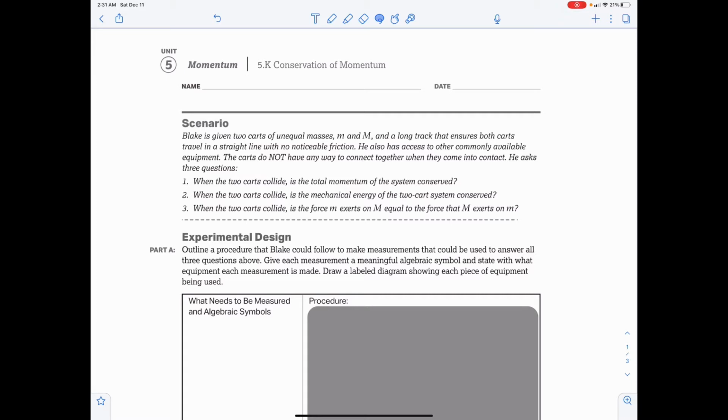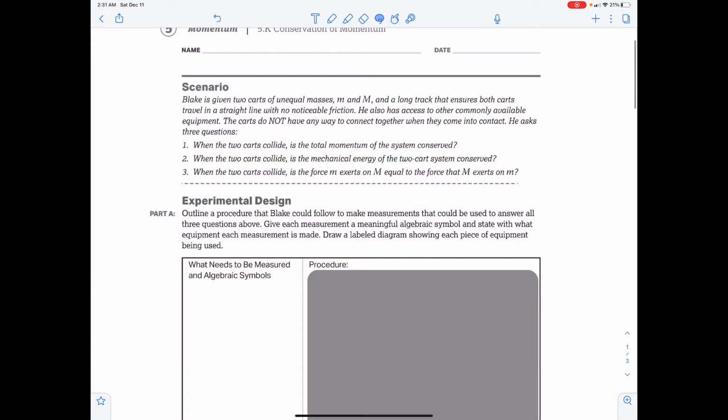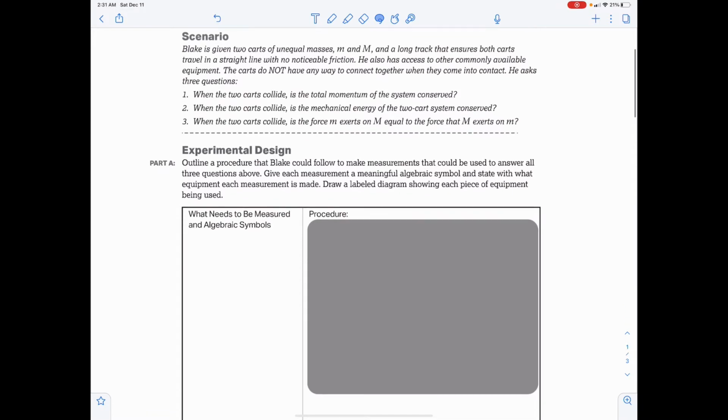1. When the two carts collide, is the total momentum of the system conserved? 2. When the two carts collide, is the mechanical energy of the two-cart system conserved? 3. When the two carts collide, is the force that little m exerts on big M equal to the force that big M exerts on little m?